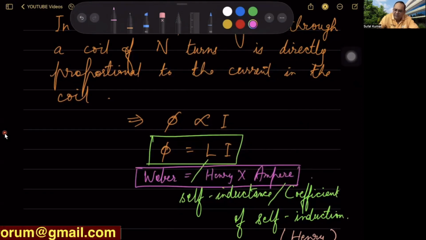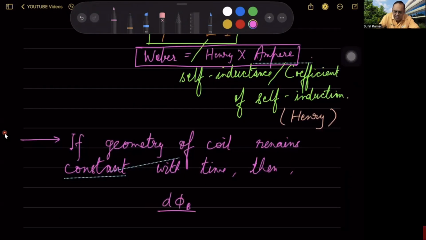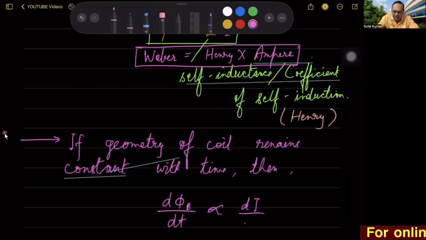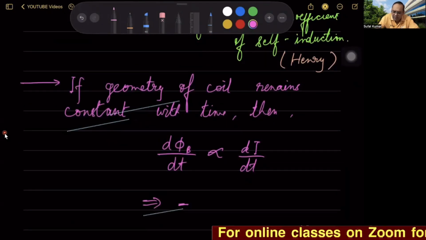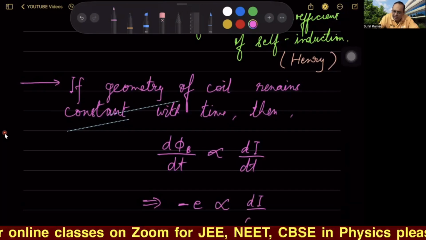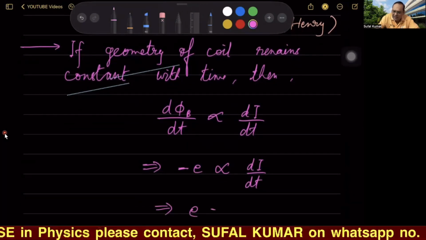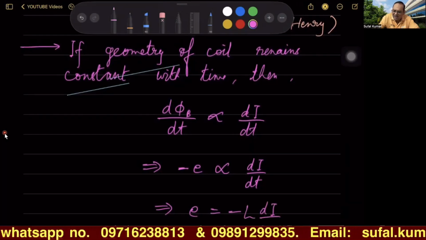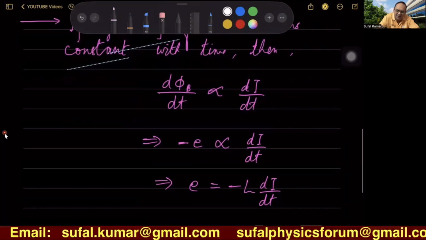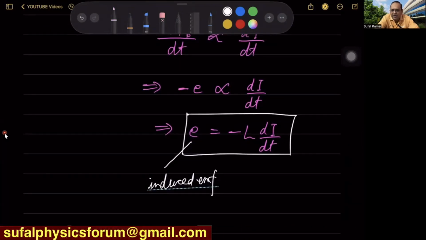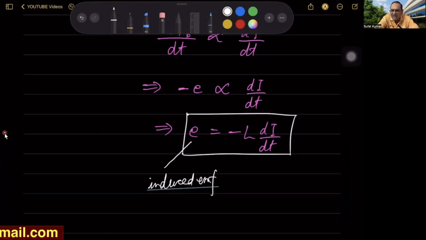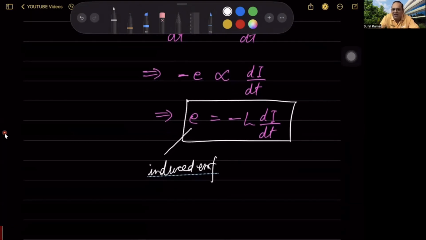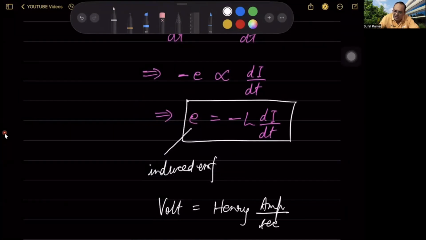Here are a few more conceptual points related to self-inductance. Weber, Henry. Unit-wise, the same equation could be written like this. With time, d phi by dt is proportional to di by dt. It implies that minus E is proportional to di by dt. It implies that E is equal to minus L di by dt. This is another interpretation of induced EMF, another way to obtain E is equal to minus L di by dt. Interestingly, from the dimensional point of view, volt is equal to Henry ampere per second.